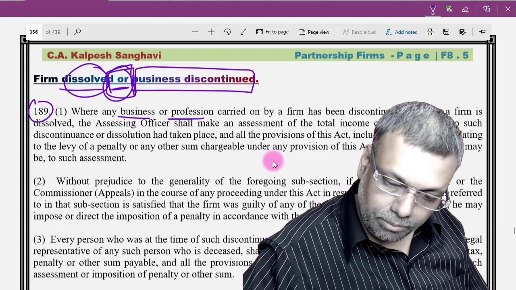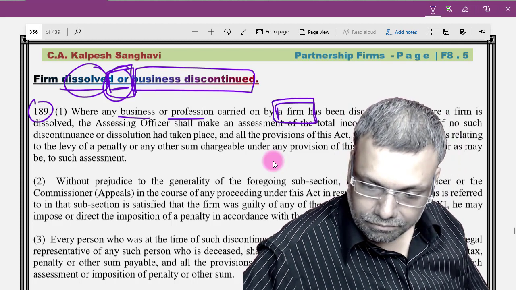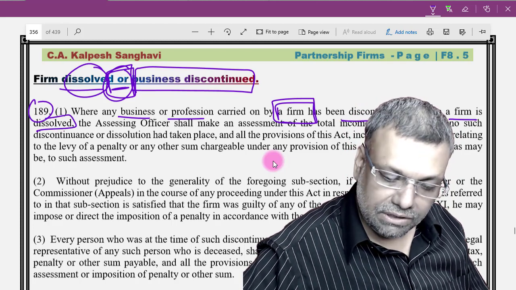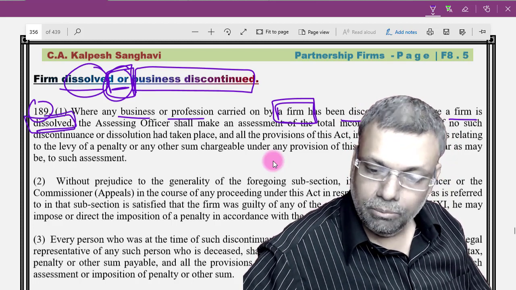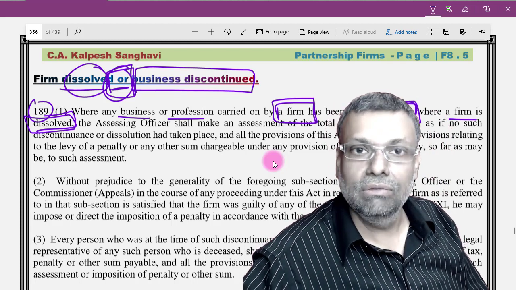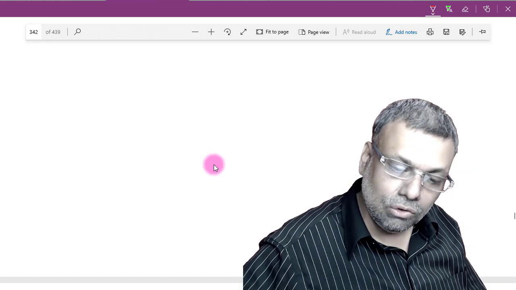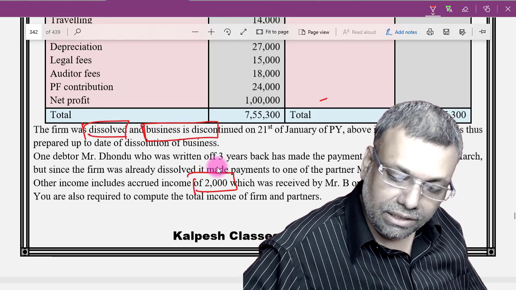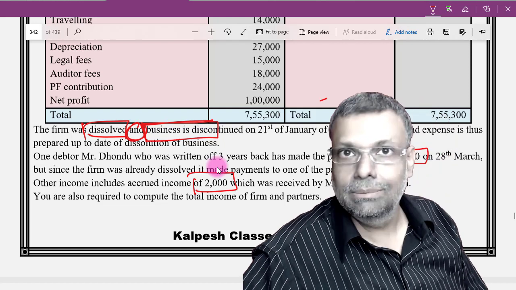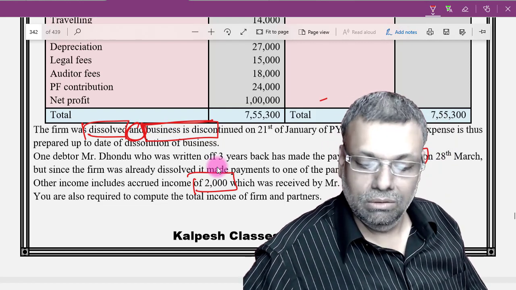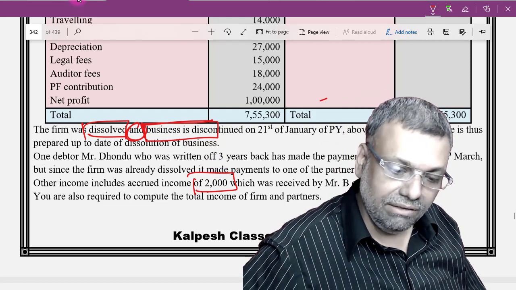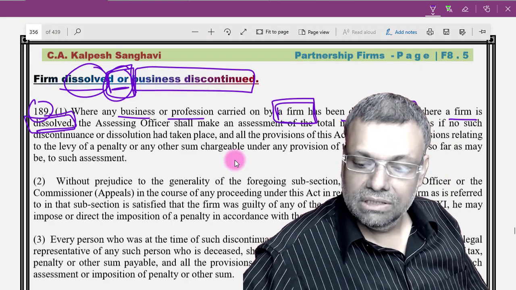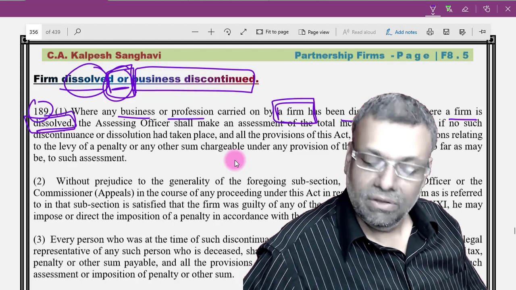Where a business or a profession of a firm is discontinued or the firm is dissolved. 'Or' is very important because there are 2 separate situations. However, in the given question, it is dissolved also and discontinued also. The firm was dissolved also and discontinued also. Here it is 'and', so it doesn't matter in the question at all. But these small little points should be noted very, very carefully. So either the business is discontinued or the firm is dissolved.